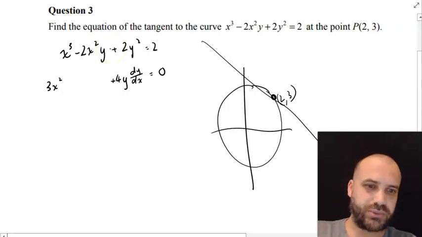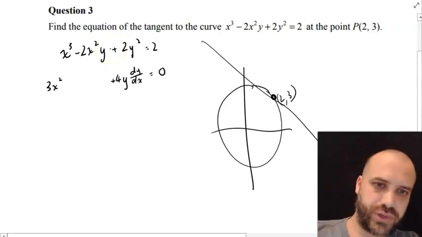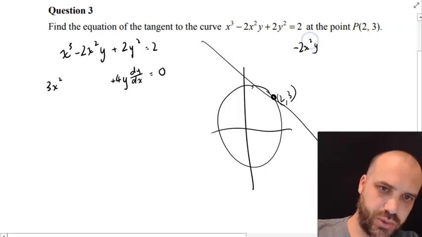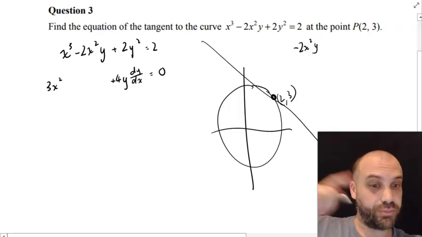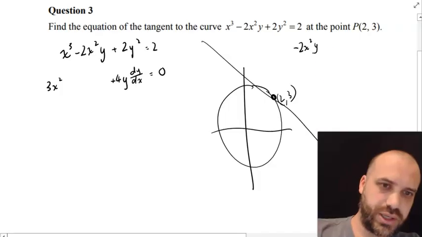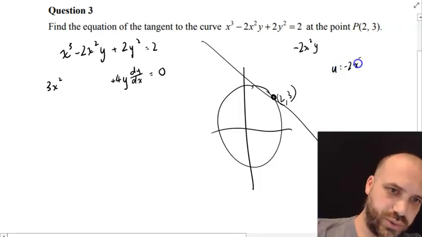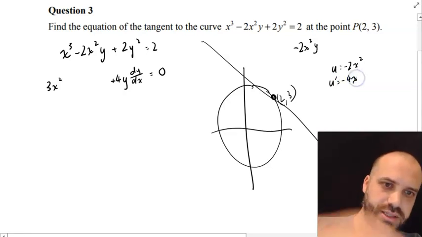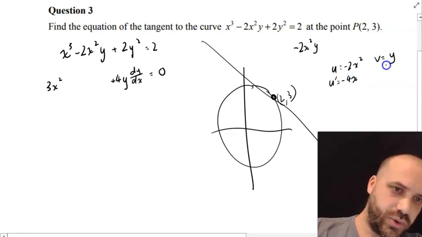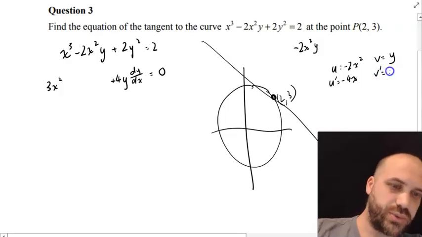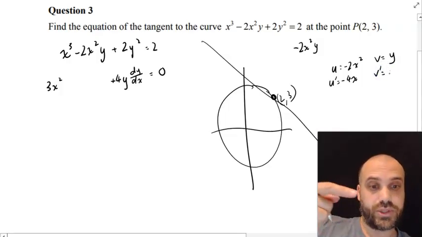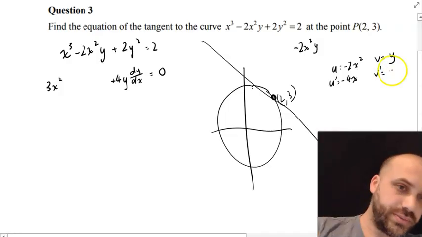And in order to do that one, I'm just going to break out over to here. Right, so I've got negative 2x squared y, and I'm going to have to use a product rule to do that. So I'm going to let u equal negative 2x squared, which means that u dash equals negative 4x. I'm going to let v equal y, which means that v dash equals the derivative of y, which is 1, dy/dx, which is just dy/dx.